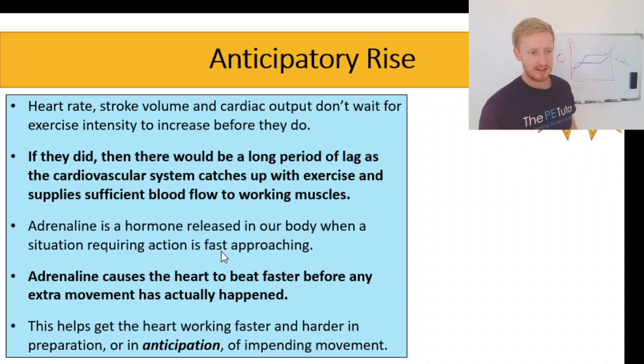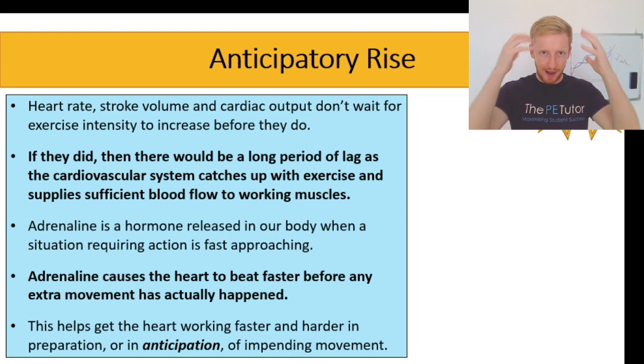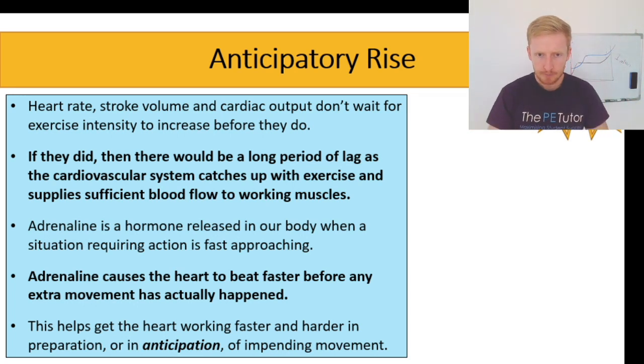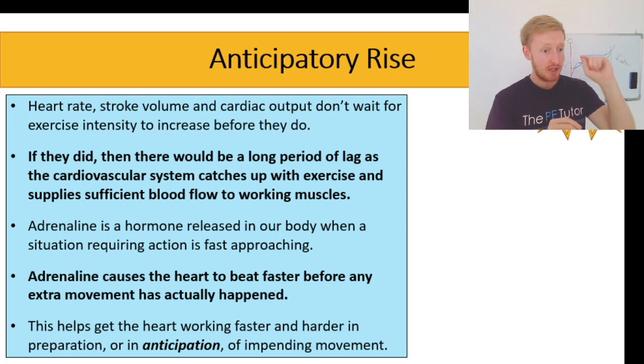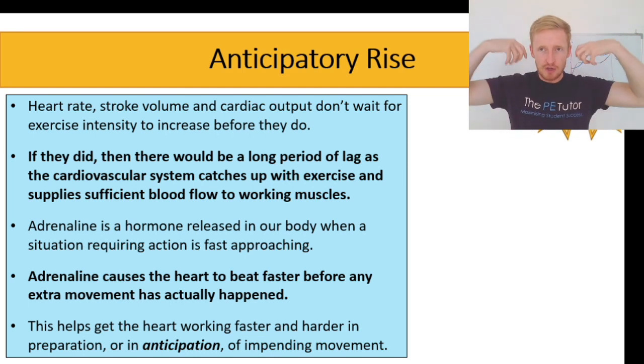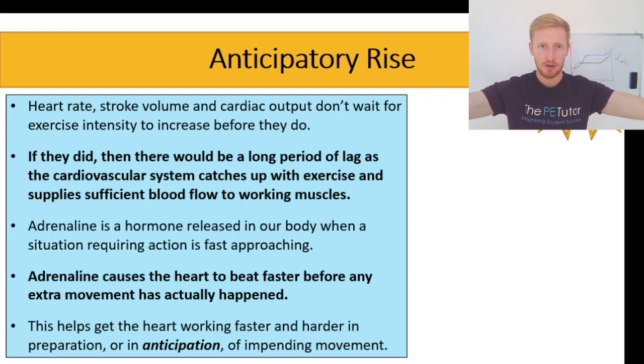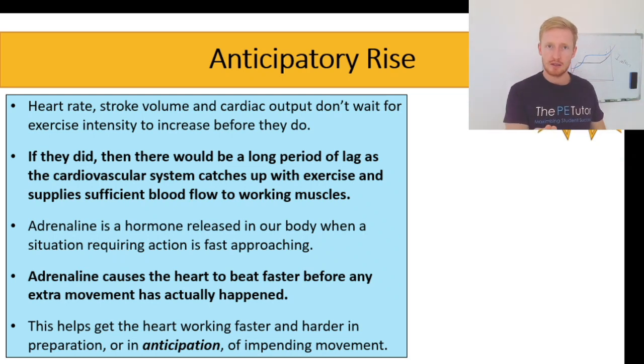That third point. Adrenaline is a hormone. It's secreted by adrenal glands, controlled by our hormone regulatory systems. You don't need to know that in any detail for your exam, except adrenaline causes your heart to beat faster. So when you're thinking about impending exercise, adrenaline will start to be dripped into your body. And that's going to have the effect of increasing your heart rate.